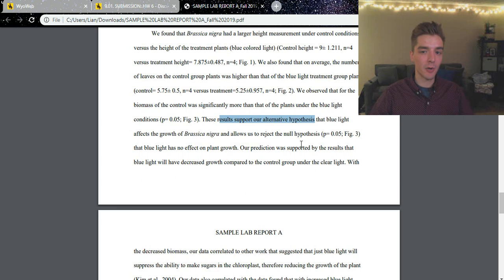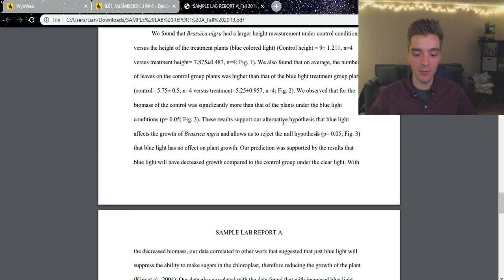Notice how you are going to reject one or accept the other. You're not rejecting both. I saw this last semester, where people rejected both. That's why we set up our hypotheses as will have an effect or will not have an effect on plant growth. So we're going to use our statistics to support or reject our alternative hypotheses.